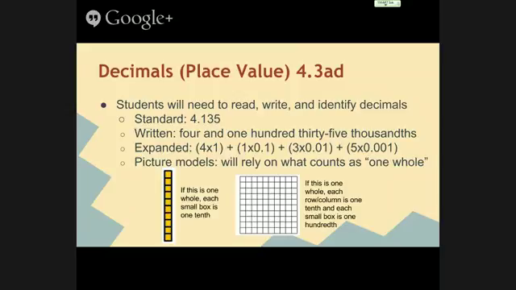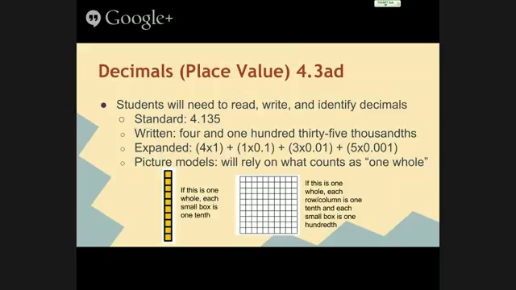Expanded form, the SOL framework, when I was looking at it, had talked about expanded form. Truth be told, in benchmarks, SOLs, any tests we've given, I've never actually seen them do expanded form for decimals. They do it for whole numbers. It's still good to know how to do it. It's the same concept as for whole numbers, but basically it's just how many there are times the place value, plus however many there are times the place value, plus however many there are times the place value.